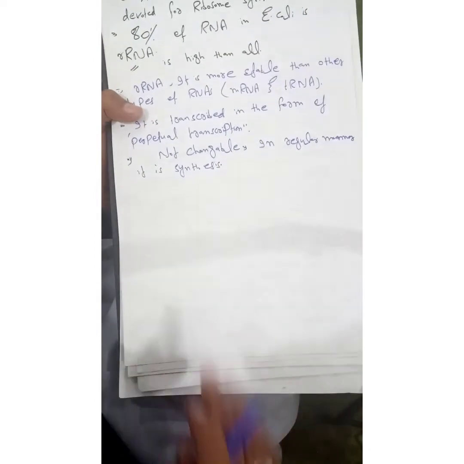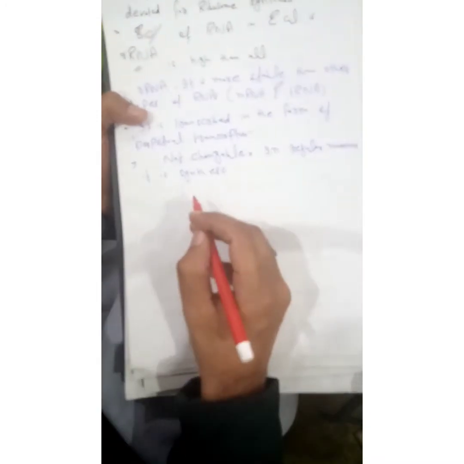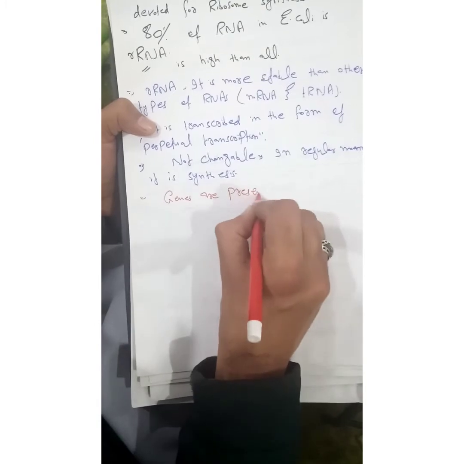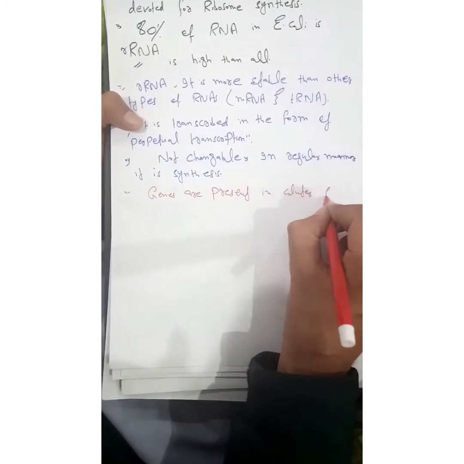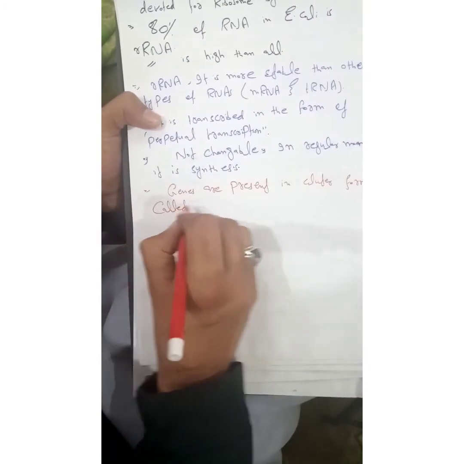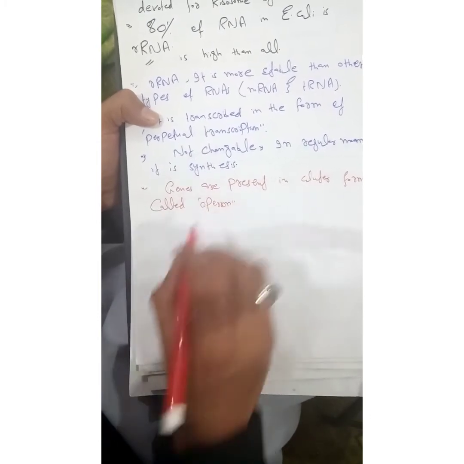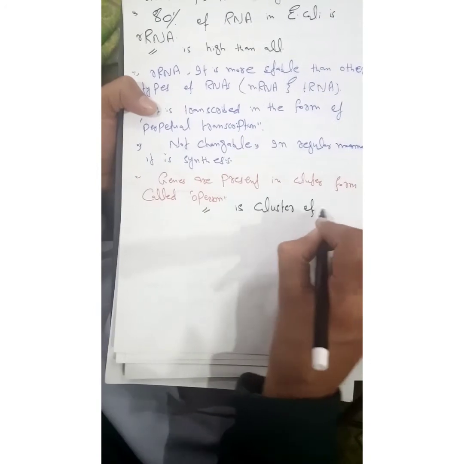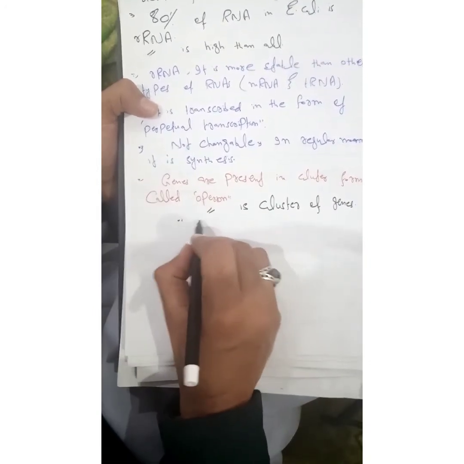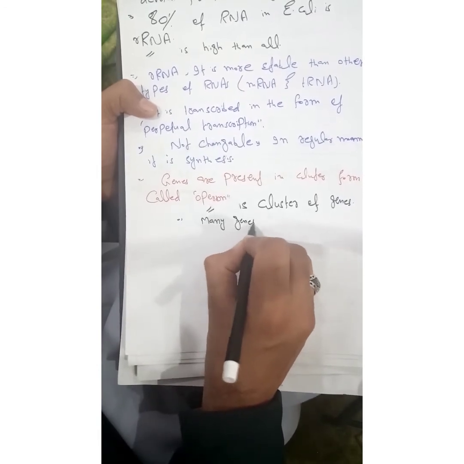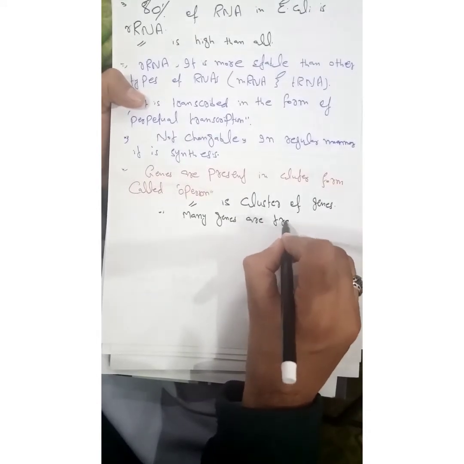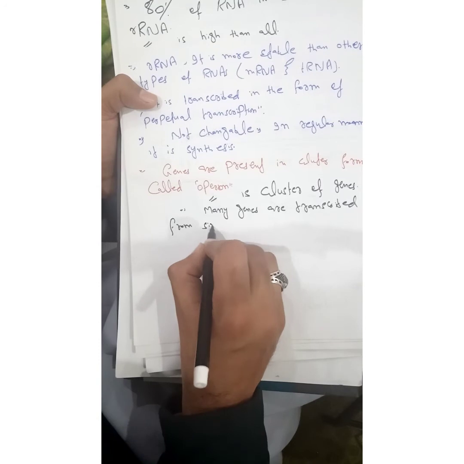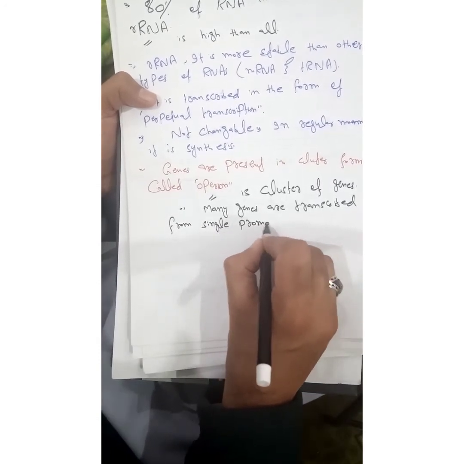Now the genes of ribosomal RNA are present in the form of an operon. They are present in cluster form, which is called an operon. Now what is an operon? An operon is a cluster of genes. Or we can define it as when many genes are transcribed from a single promoter, this is called an operon.